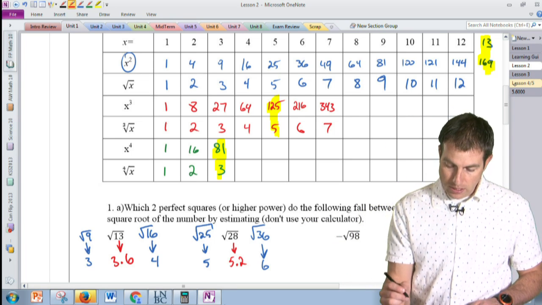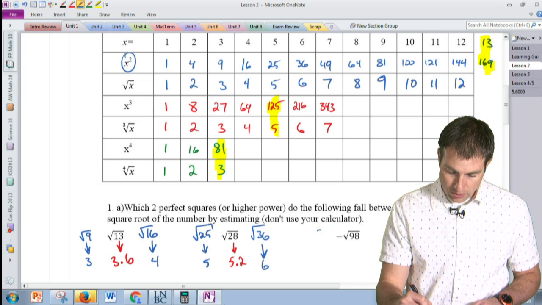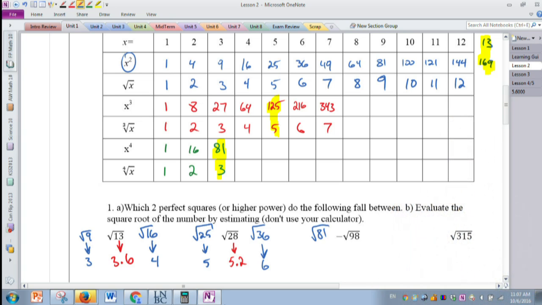All right, 98 is between 81 and 100. I would say the square root of 81 is going to be 9, and the square root of 100 is going to be 10. Does anyone want to estimate what the square root of 98 would be?